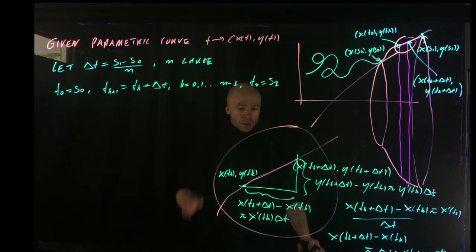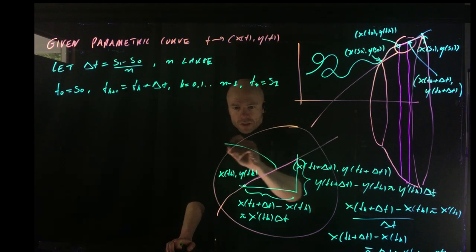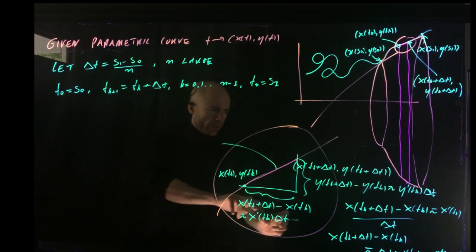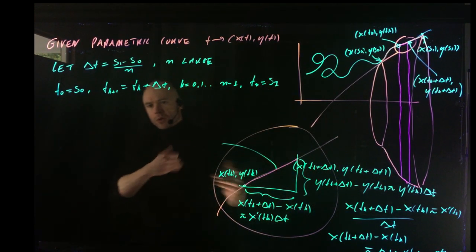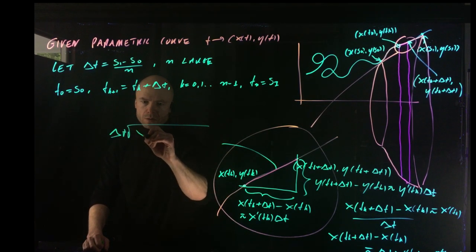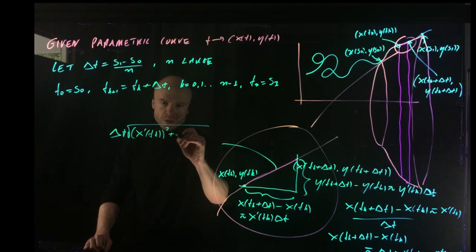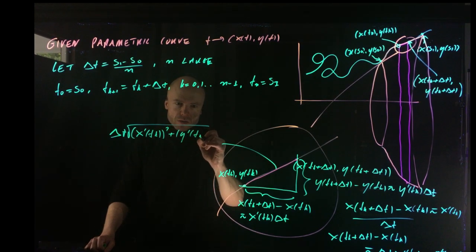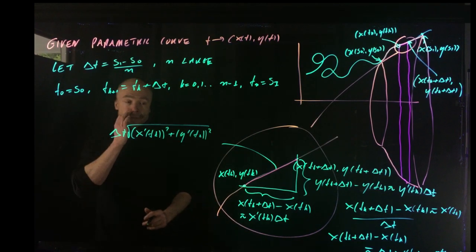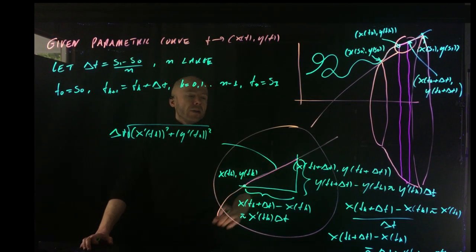Cool. All right, so then by Pythagoras, what is this quantity going to be? We're going to square this and square this and take the square root. We can pull out the delta t. So we'll have delta t times the square root of x prime of t_k squared plus y prime of t_k squared. And that thing is an incredibly good approximation for this line interval.